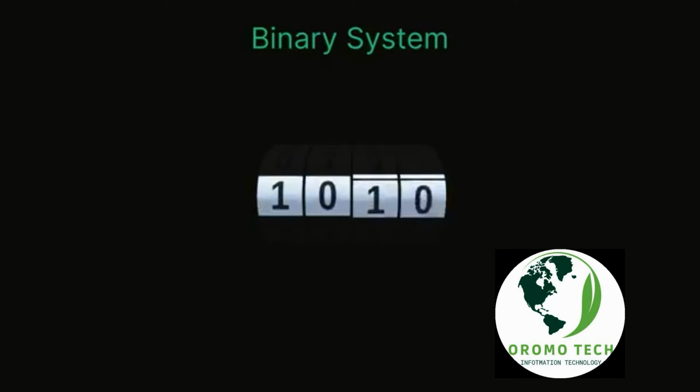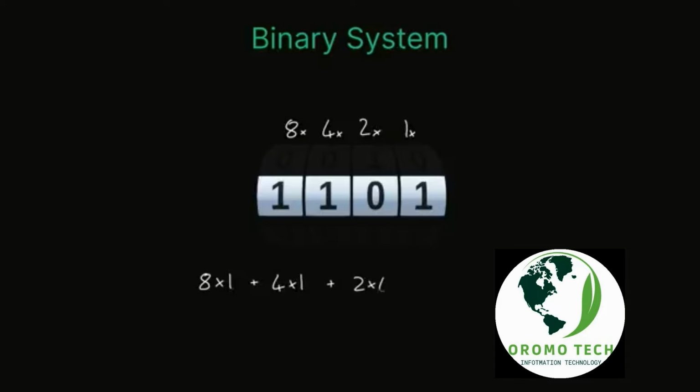Because there are only 2 digits in binary, each place is worth 2 times more than the last. So if the first place is worth 1, then this place is worth 2, then 4, then 8, and so on. So let's say we want to figure out what this sequence, 1101, would be in decimal. Well, we can write it out as 8 times 1, plus 4 times 1, plus 2 times 0, plus 1 times 1, and that comes out to 13.